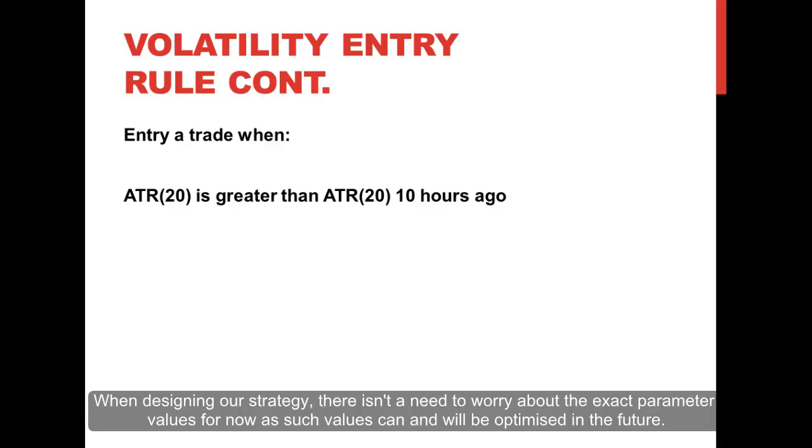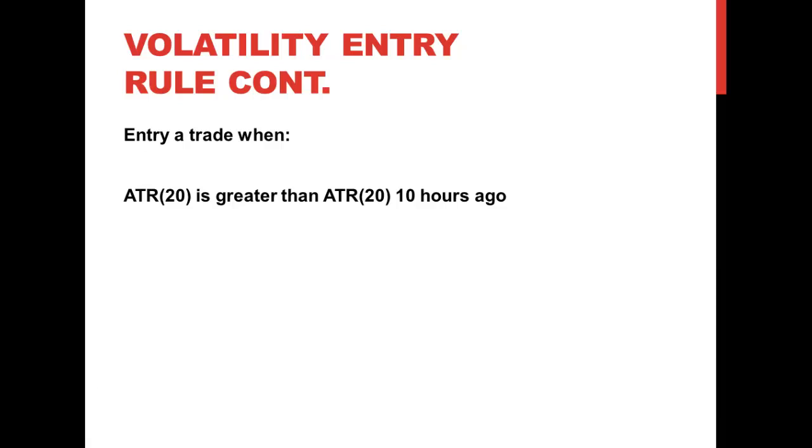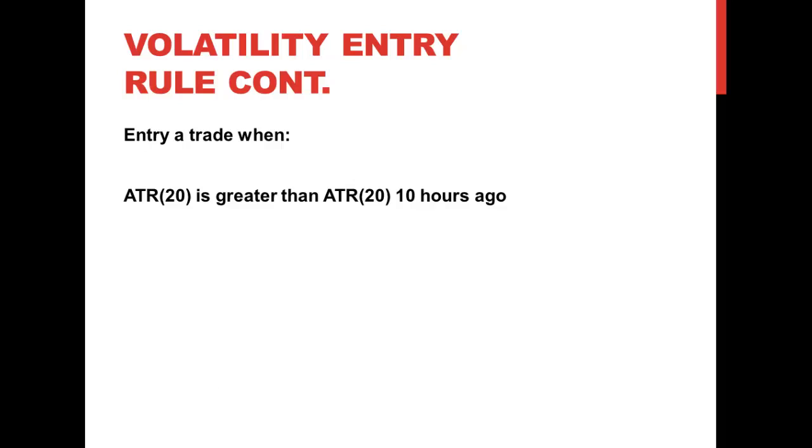When designing a strategy, there isn't a need to worry about the exact parameter values for now, because such values can and will be optimized in the future. However, we do need to select entry parameters that make sense to the strategy. So in our case, period 20 for the ATR is acceptable.